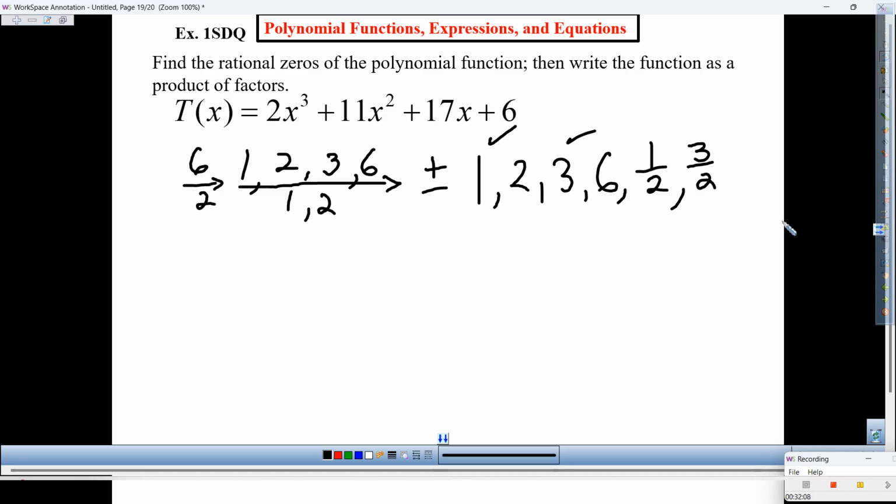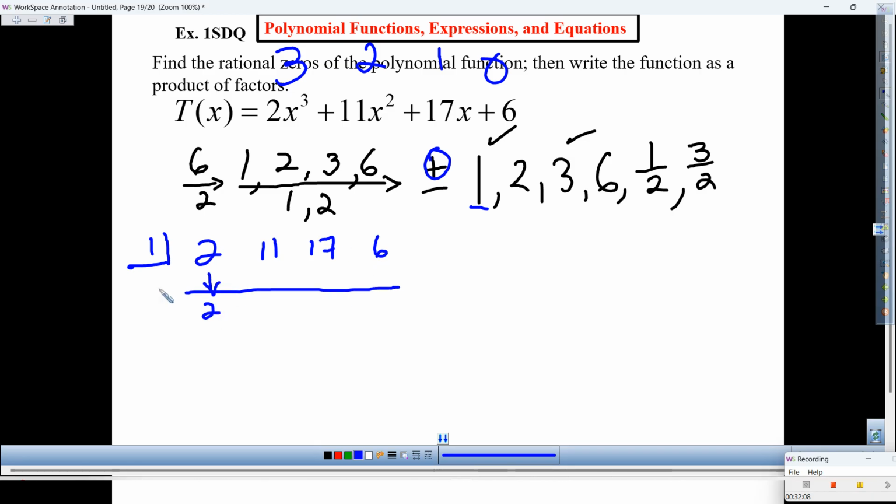Are we there? All right, here we go. Once again, I'm going to start with positive 1. And my numbers are, let's see, is it in standard form? 3, 2, 1, 0, yes. So I start with 2, 11, 17, and 6. Bring down the 2. Multiply, 2, 13. Multiply 13, 30. Multiply 30, that's 36. That's a remainder, so this is not my 0.